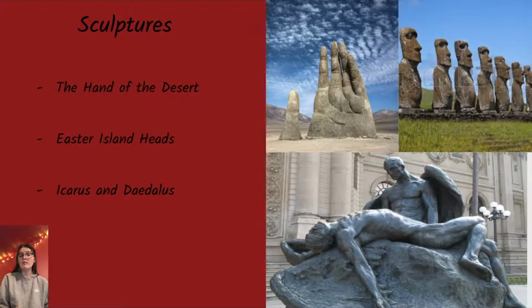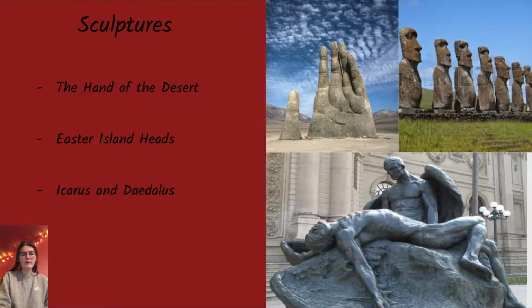Next, we have one of the most popular, the Easter Island Heads. These sculptures are located on the Chilean island called Easter Island. There are approximately 1,000 statues called moai, which are monolithic human figures that were carved by the Rapa Nui people.